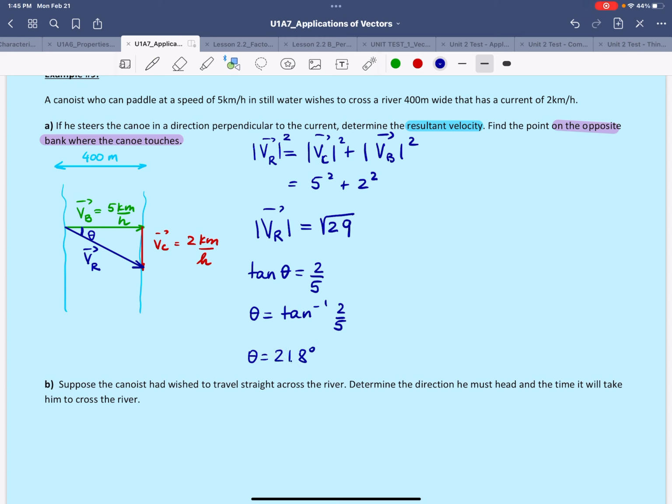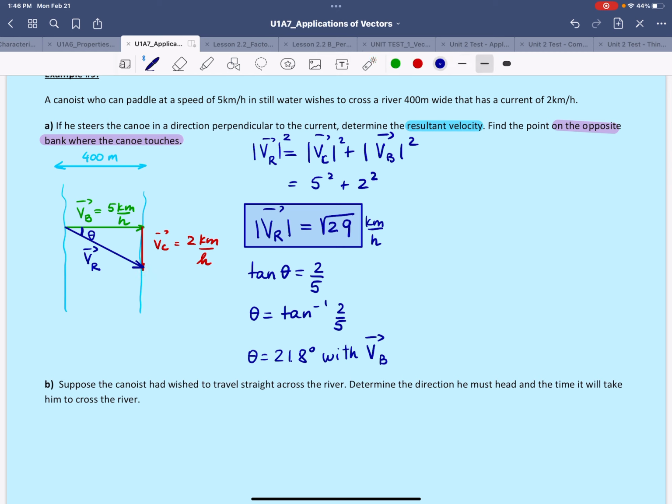So with this, I've answered the question about the velocity resultant, which has the magnitude of root 29 kilometers an hour, don't forget, and it will head in the direction 21.8 degrees with the velocity of the canoe or VB. Next, we want to find out where would the boat land. So obviously the boat is heading this way, but it would land further down.